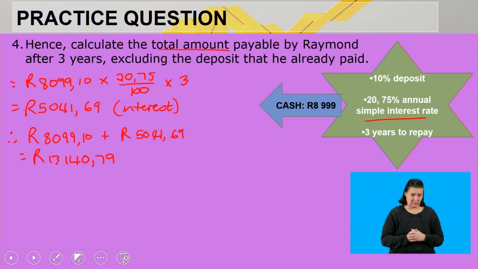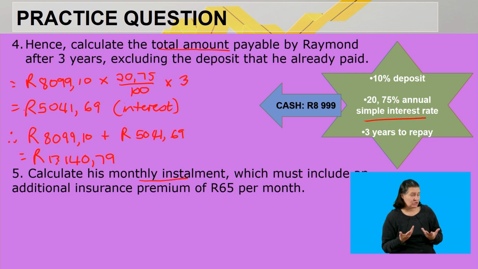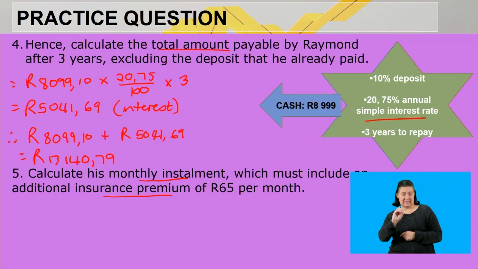All right. Now, question number 5. Calculate his monthly installment, right? His monthly installment, which must include an additional insurance premium of 65 rand per month. So remember, what is the amount that needs to be repaid? That is 13,140 rand and 79 cents. How long does he have to pay back this money? 3 years, right? So now we are referring to monthly installments. So it's key to first convert that years to months, right? By taking the 3 and multiplying that by 12.